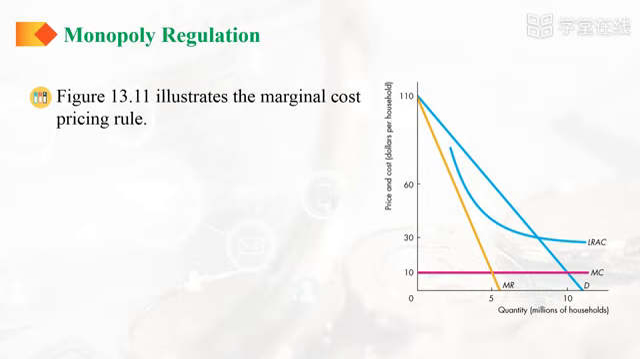Assume a cable TV firm is a natural monopoly. The demand curve for cable TV is D. The marginal cost curve is MC. The marginal cost curve is assumed to be horizontal at $10 per household per month. That is, the cost of providing each additional household with a month of cable programming is $10.